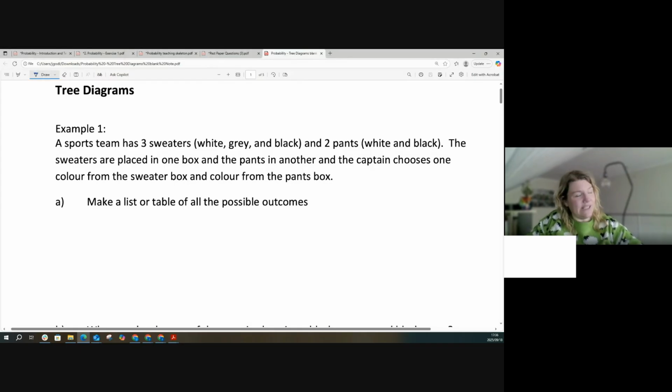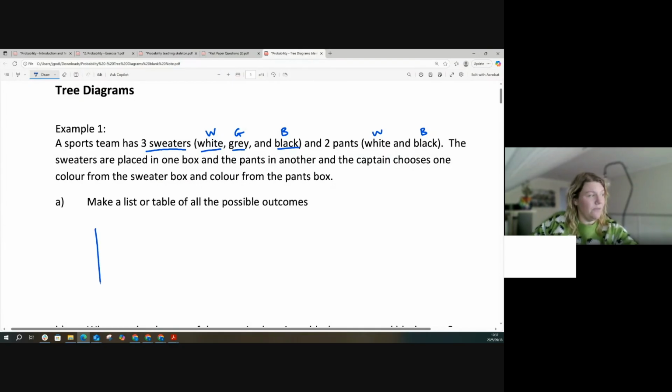We have a sports team and they have 3 sweaters. So they've got a white sweater, a gray sweater, or a black sweater. And they've got 2 pants, white pants and black pants. The sweaters are placed in one box and the pants are placed in another. And then the captain chooses one color from the sweater box and one color from the pants box. Make a list or a table of all the possible outcomes.